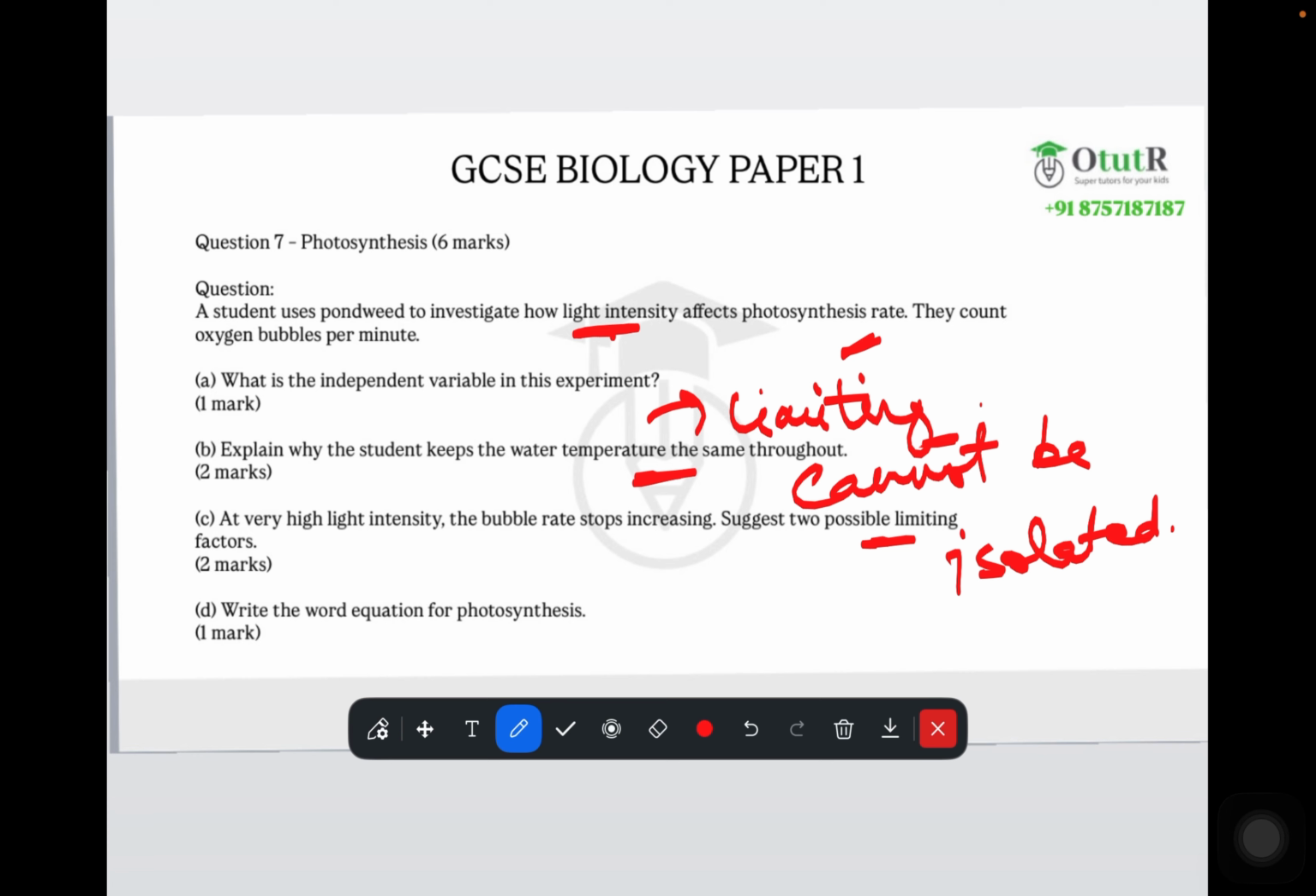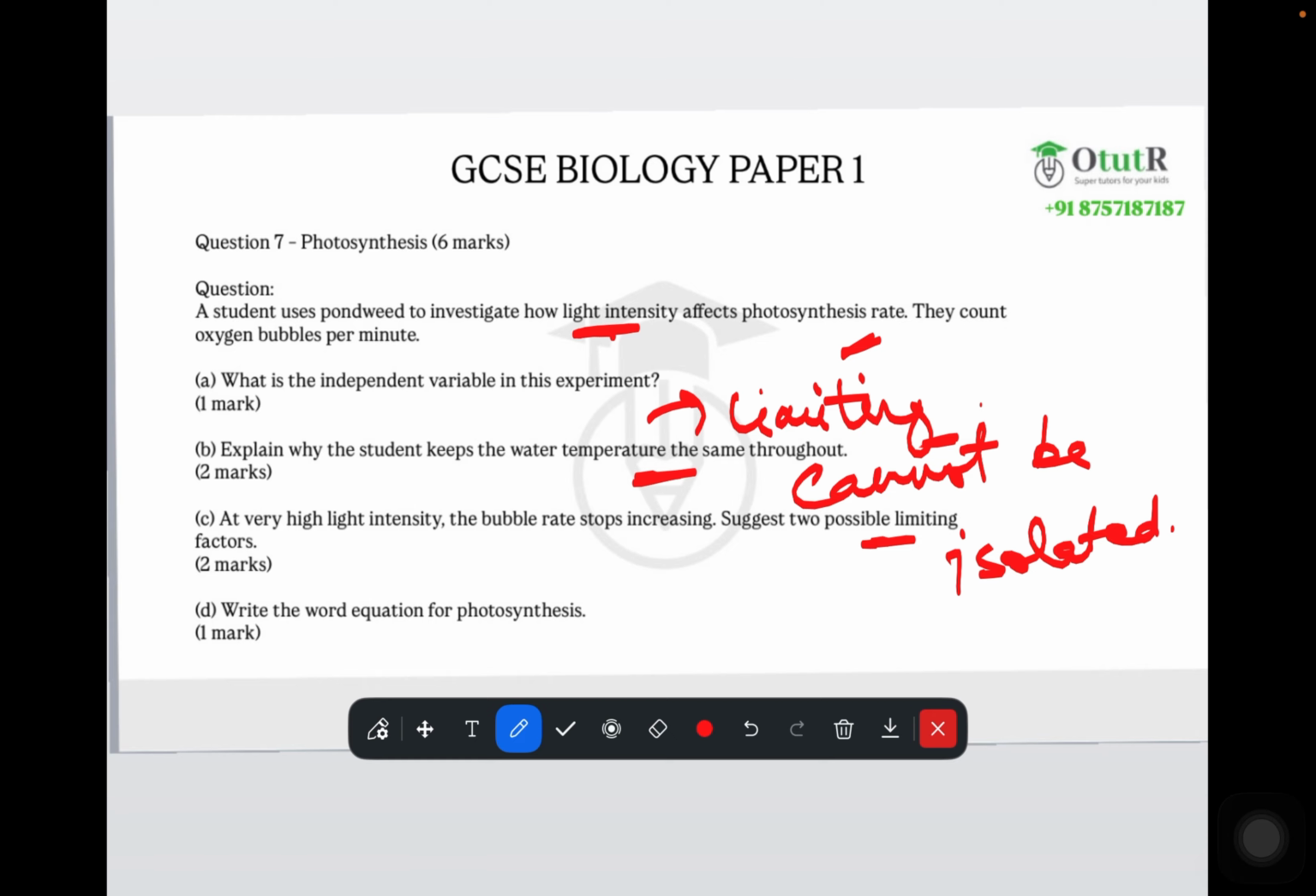Any 2 you can write. You can take up the carbon dioxide concentration, the temperature. If it's too high, what will happen? It will cause the enzyme denaturing. The amount of chlorophyll which is there, or the leaf health.